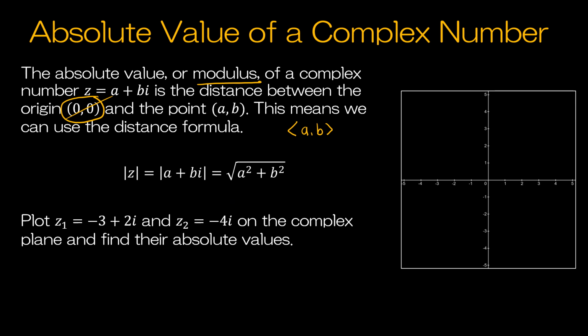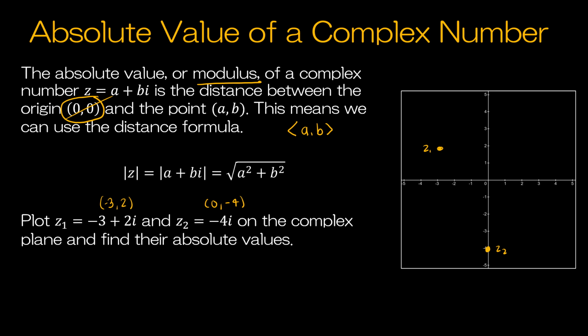So we're going to take a look at z1 and z2. We're going to plot them on the complex plane first and then find their absolute values. So z1 would be negative 3 plus 2i. Again, that's going to look like (-3, 2). So (-3, 2) would be z1. And z2 would be negative 4i. So that's 0 right or left and negative 4 on the imaginary axis. So that's z2.